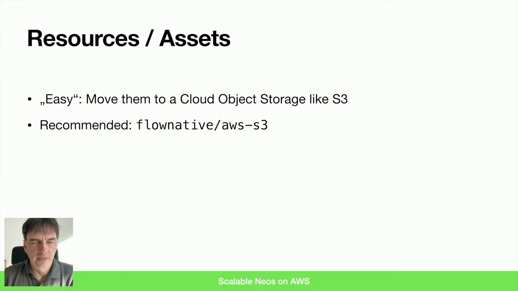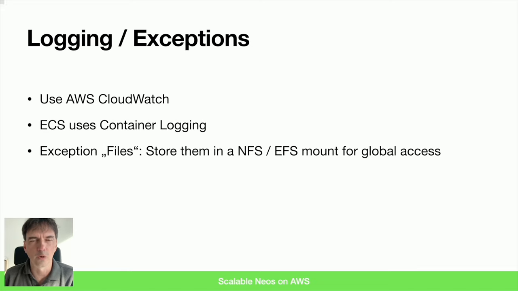Second area. Caching was the first area. The second area is resources, assets. How to deal with that? This is a very easy thing to solve because there is already a solution for that. Just move this whole bunch of files in Data/Persistent to a cloud object storage, like in AWS it would be S3. And luckily there is a package available which does its job very well, which is Flownative AWS S3. So just install it, configure it, and you're good to go.